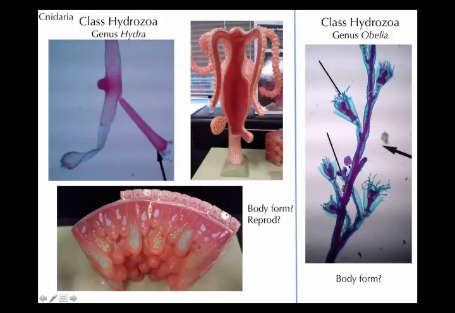to, I think this is a Medusa form of the Obelia. It does go back and forth between the two. There's a nice diagram in your bird atlas to look at that. But that's where the Medusas would come out of, and then they mate, and then they make more polyps. But this one is a polyp form. Both have stinging cells. So that's Hydrozoa.